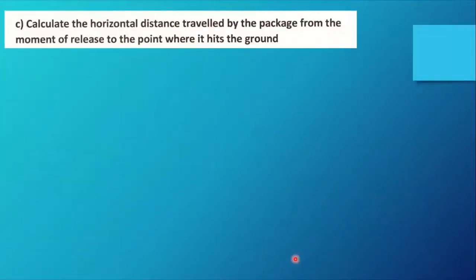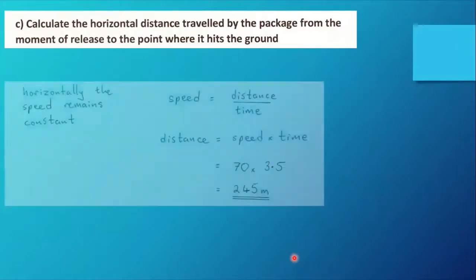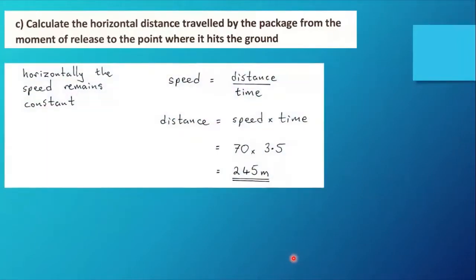Now we're asked to calculate the horizontal distance traveled by the package from the moment of release to the point where it hits the ground, the range, if you like. Horizontally, the speed remains constant. So speed is distance over time, distance is speed times time. We know the speed is 70 meters per second. We now know the time, and we do a simple bit of maths and we get that the distance is 245 meters.